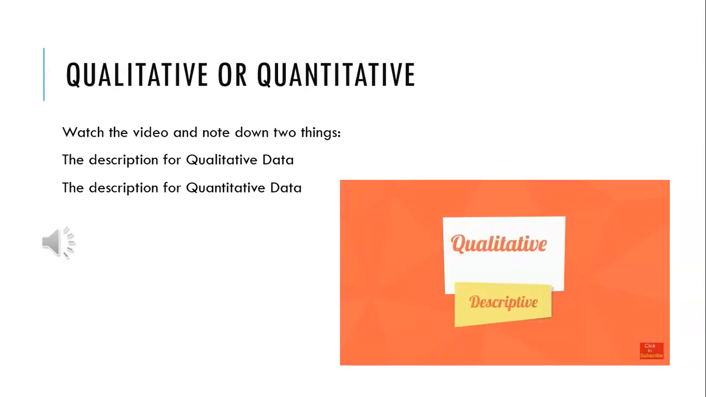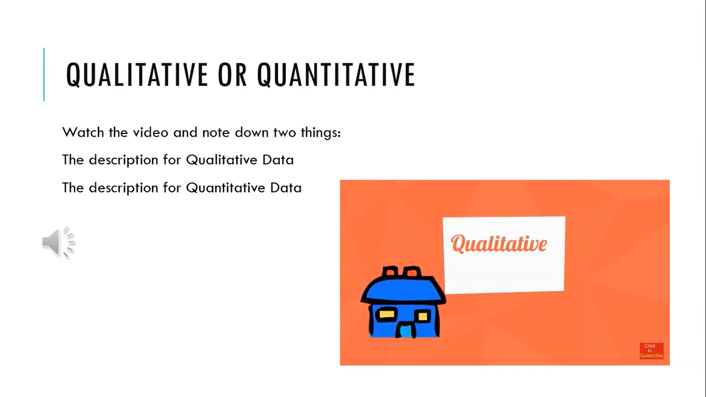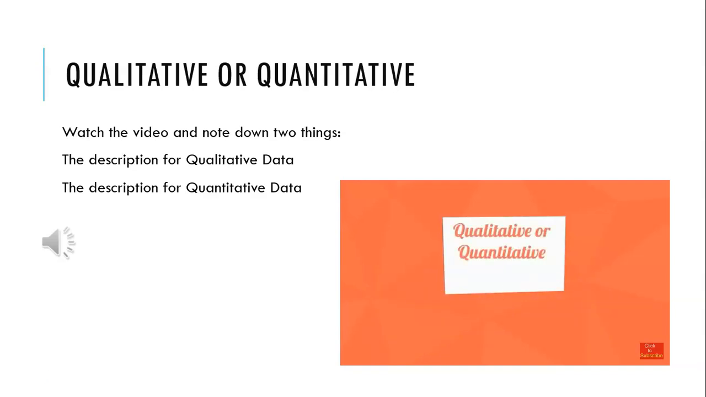Qualitative data is descriptive or observation and uses words. For example, the color of a house, the smell of a sock, the texture of a shirt. Let's look at quantitative or qualitative. Consider a cat. The quantitative data would be that the cat has 4 legs and weighs 10 pounds. The qualitative data would be the cat is yellow and has soft fur.